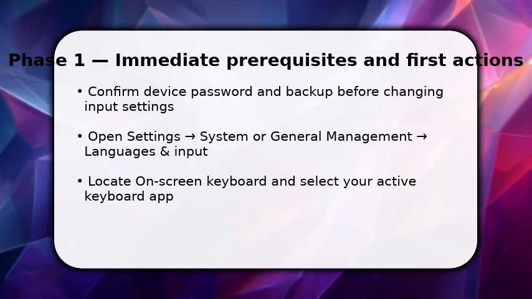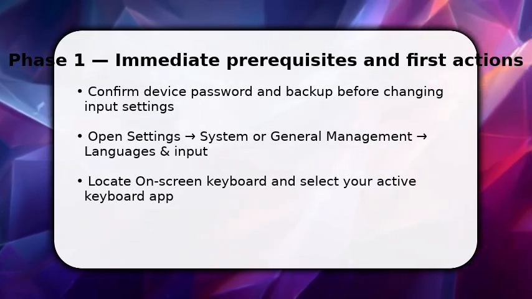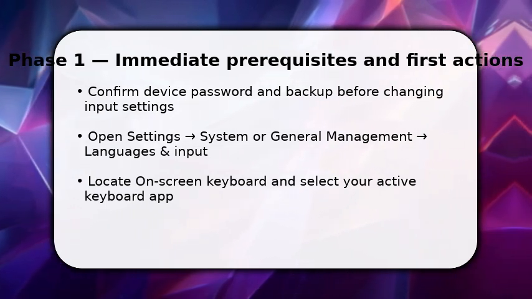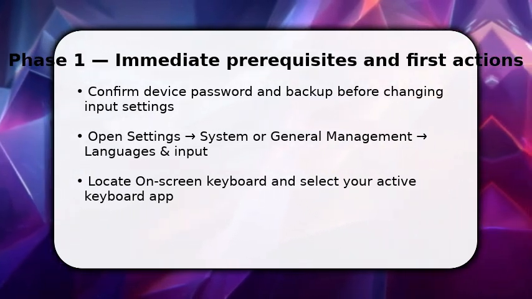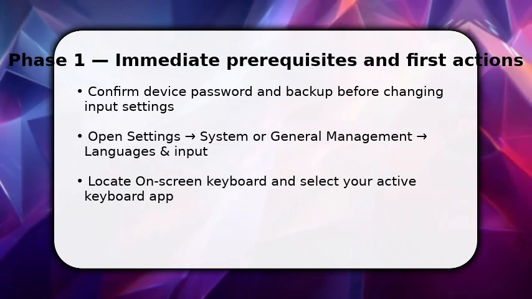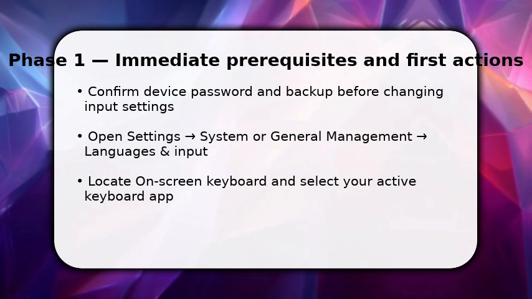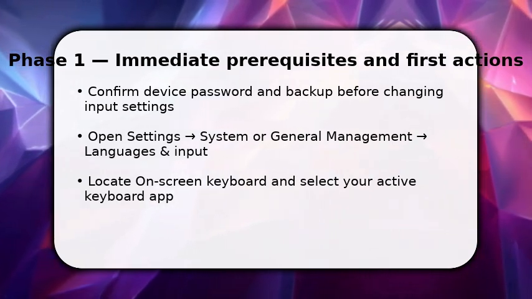Enjoy the video. You start by backing up settings and confirming your lock code because you will change system inputs. Once done, go to Settings, then Languages and Input. This puts you directly where voice typing lives. Make sure you identify the active keyboard. For many phones, that is Gboard or Samsung Keyboard.